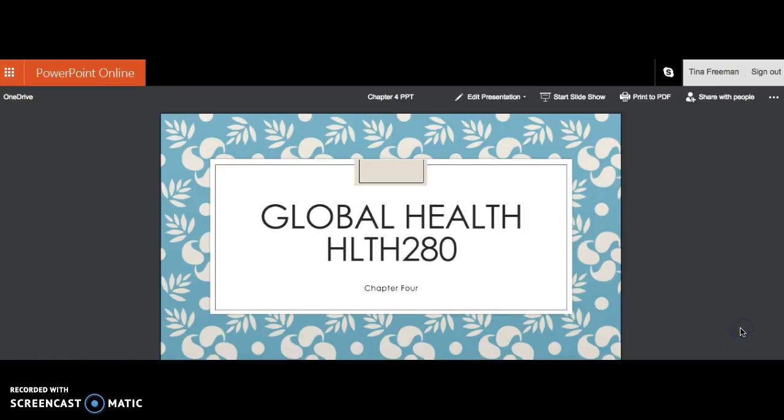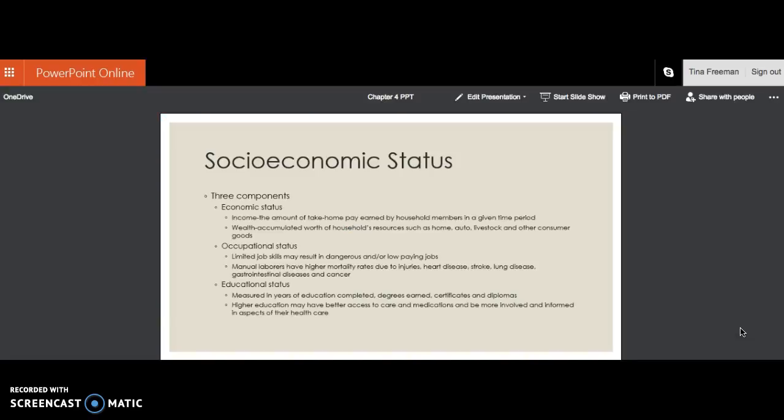Okay, chapter 4. I chose to do chapter 4 and chapter 12 together this week because you will find that there's some redundancy, and if I put chapter 12 later on in the semester, you'll be thinking, well, we already talked about this. So let's start with chapter 4, socioeconomic status and how it can affect health overall.